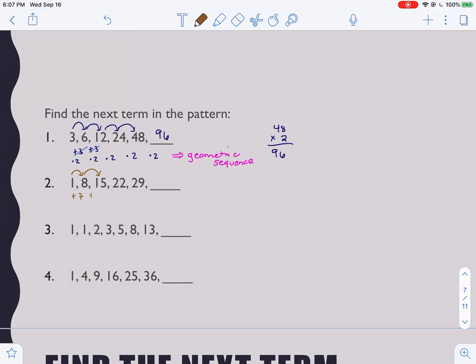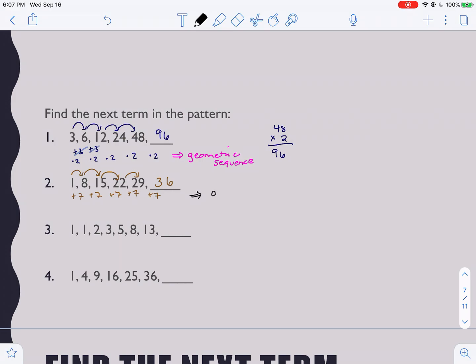Well, to go from 1 to 8, one way we could do it is we could add 7. To go from 8 to 15, we would add 7. 15 to 22, we would add 7. 22 to 29, we would add 7. So I think that the next term in this pattern would be adding 7 again, and we would get 36 for the next term in our pattern.